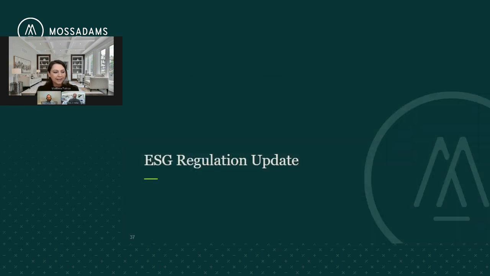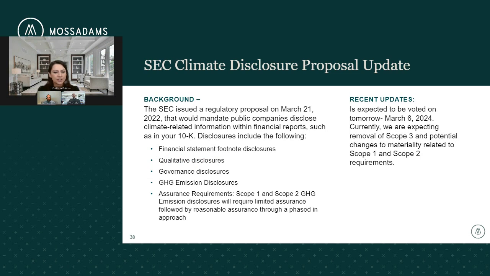All right, we're going to mix it up here and now get to the ESG regulation update. I'm going to be doing a brief update on this. This is very timely. The SEC is voting on this tomorrow. So I'm going to give a quick refresh for those who aren't quite as familiar with this. The SEC issued this regulatory proposal in March of 2022 that mandates public companies to disclose climate-related information within financial reports such as your 10-K. With it expected to be voted on tomorrow, we've already heard that Scope 3 has been scrapped, and we're hearing that there could be potential changes to your Scope 1 and Scope 2 required emission disclosures. We will be publishing a piece comparing the proposed rule and the finalized rules, so please stay tuned as we learn more tomorrow.